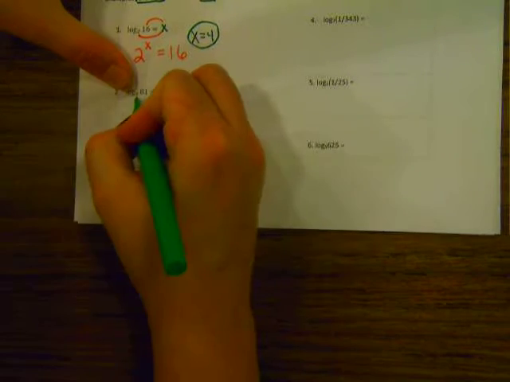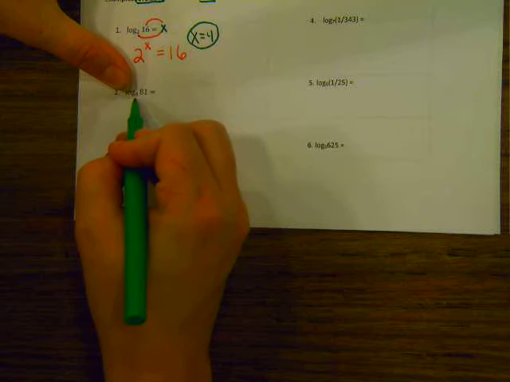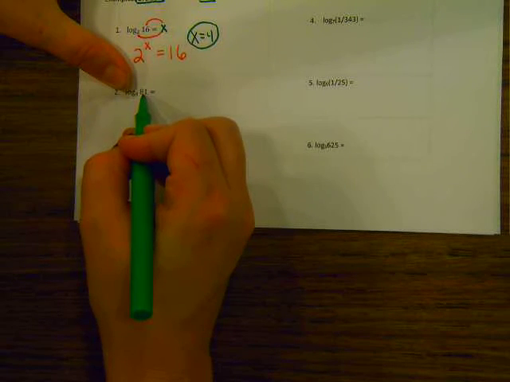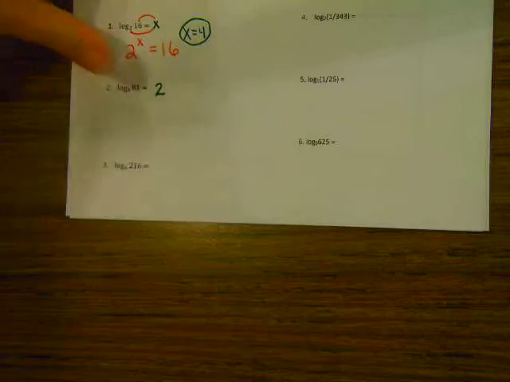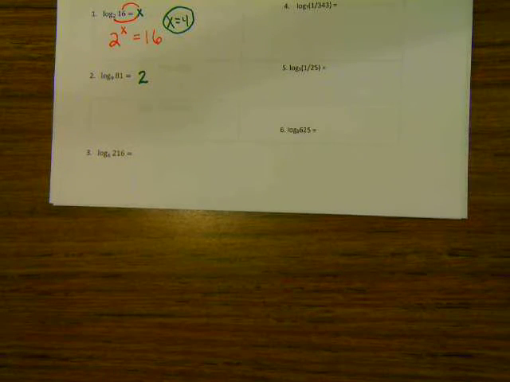But 9, this is a base of 9. So log base 9 of 81. 9 to what power makes 81? Clearly, we all know it's 2. That's how you're reading it. So you're reading it in terms of exponents.